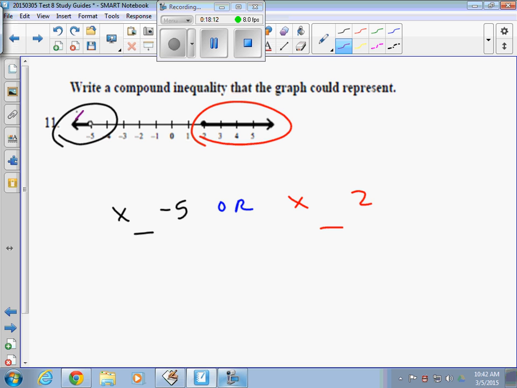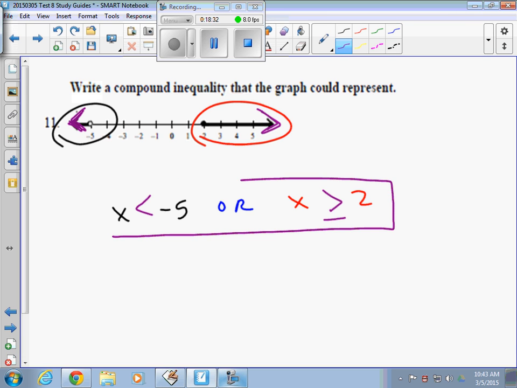This one's shading everything this way, so we're going to put a symbol that looks that way. And it's an open bubble, so we're not going to say "or equal to" on that one. The other one is a closed-in bubble, and it's shading everything that way, so we're going to go that way, and it's a closed-in bubble, so we're going to put "or equal to." This is your compound inequality. Remember, just 2 of them separated with the word "or" in between.